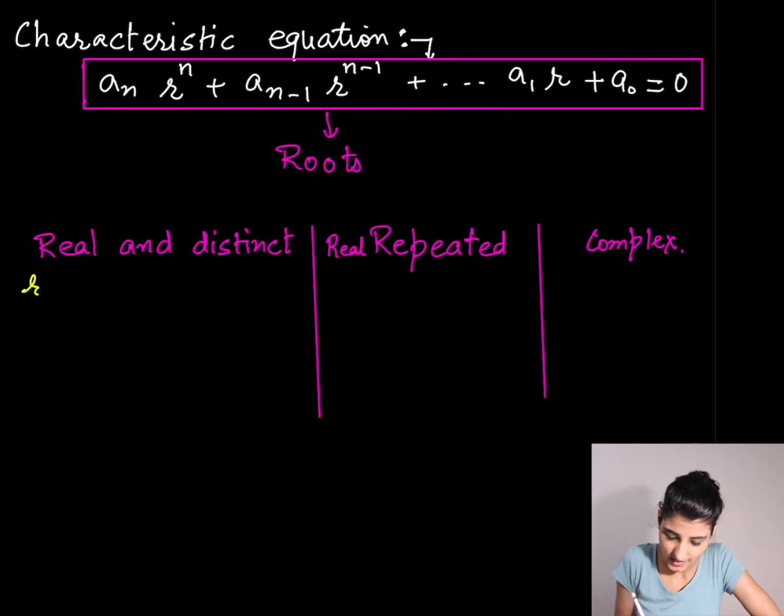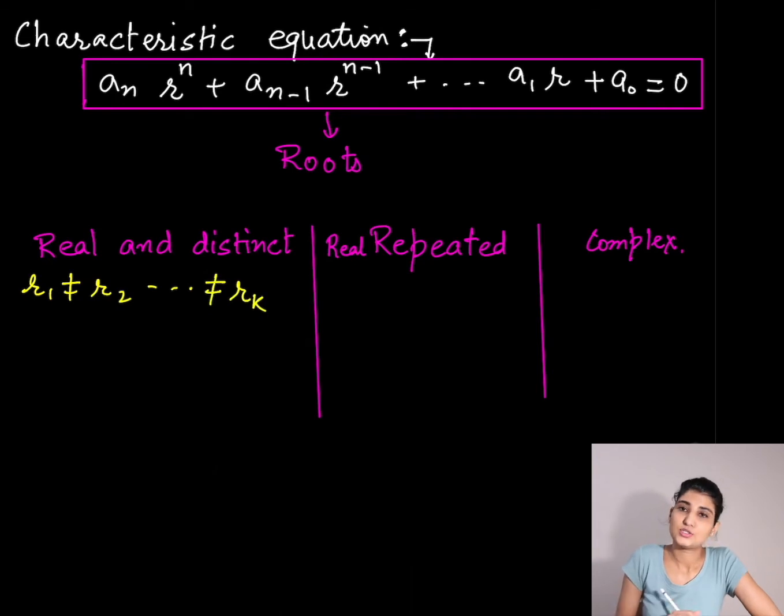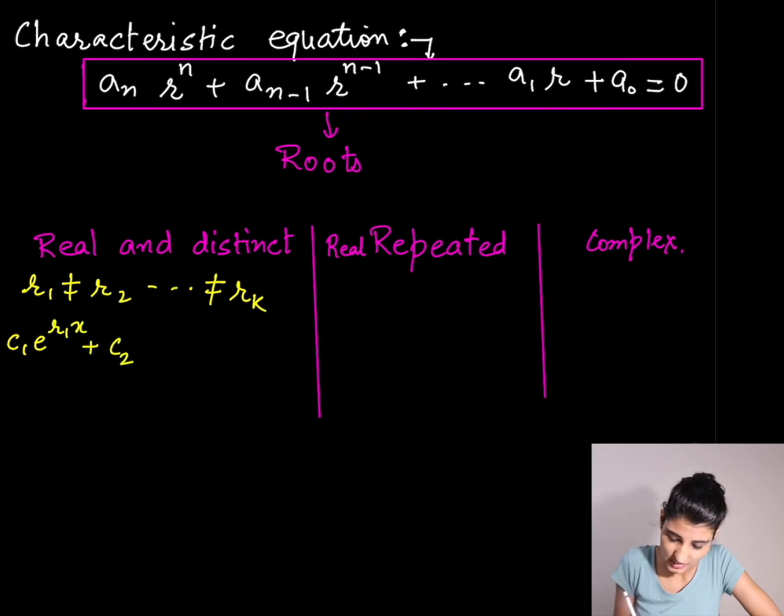So suppose you have k roots which are not equal. Corresponding to those k roots, we are going to write our complementary solution: c1 e power r1x plus c2 e power r2x, up to ck e power rkx.